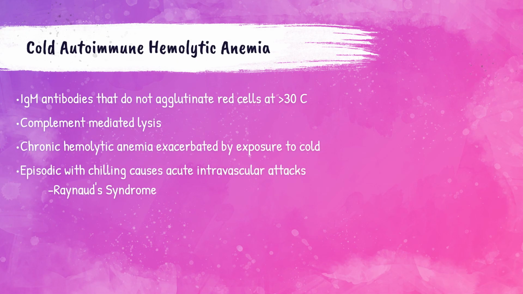Cold autoimmune hemolytic anemia is caused by IgM antibodies, which do not agglutinate red cells at any temperature greater than 30 degrees Celsius. This is a complement mediated lysis. Patients, when exposed to the cold, can get a chronic hemolytic anemia from this. There's something called Raynaud's syndrome, which causes the fingers and toes to feel numb in response to cold temperatures or stress. Small arteries that supply blood to the skin narrow in this, limiting blood flow to those areas.